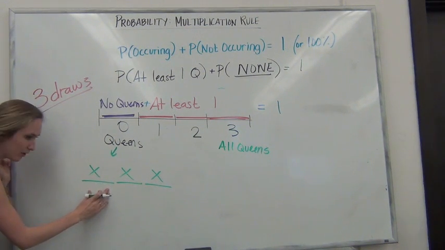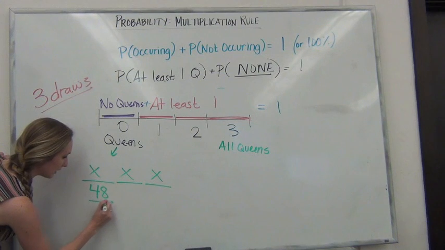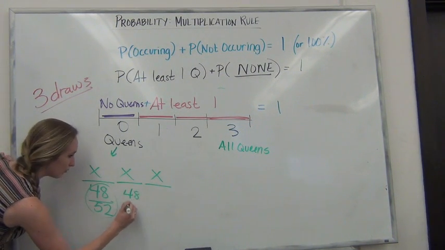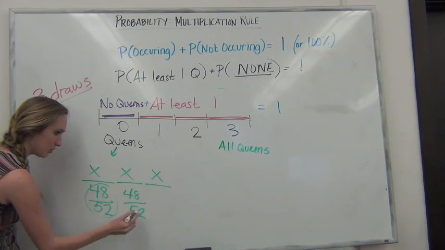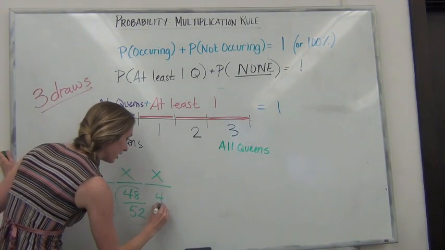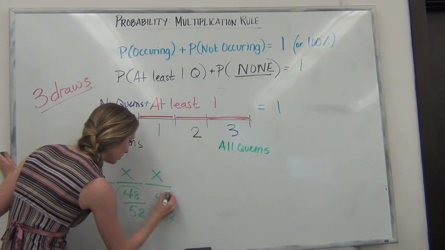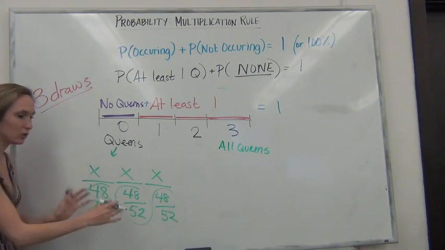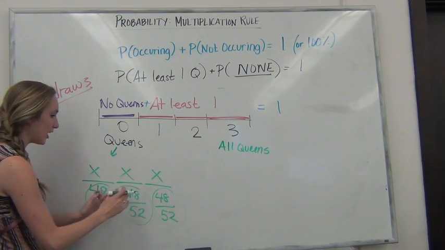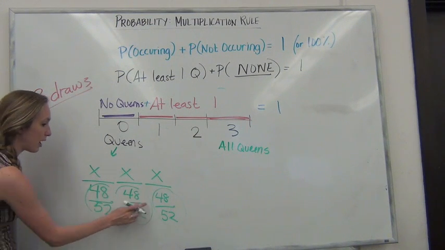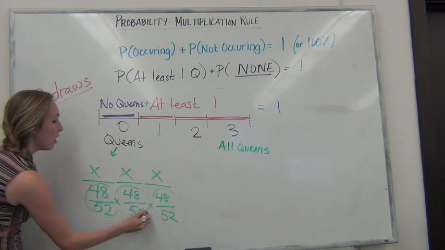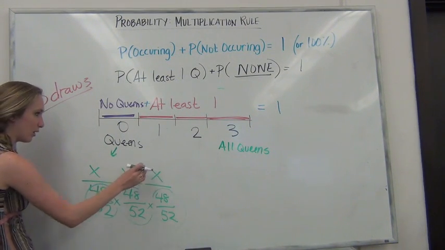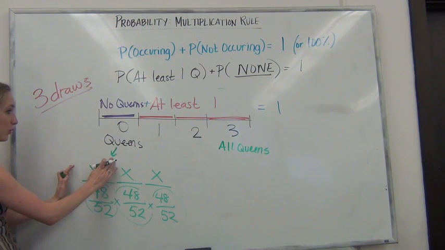Well, not getting a queen on the first is going to be 48 non-queens out of 52, right? And on the second draw, it's still 48 non-queens in our deck out of 52 cards. And on our third draw, it would still be 48 non-queens out of 52. So here, what I just solved in green is the probability of not getting a single queen. Getting unlucky all 3 times. And we're going to multiply those probabilities, right? Because we want these events to happen all together. We want this and this and this. Not a queen, not a queen, not a queen all together. So here's the probability of not a queen.